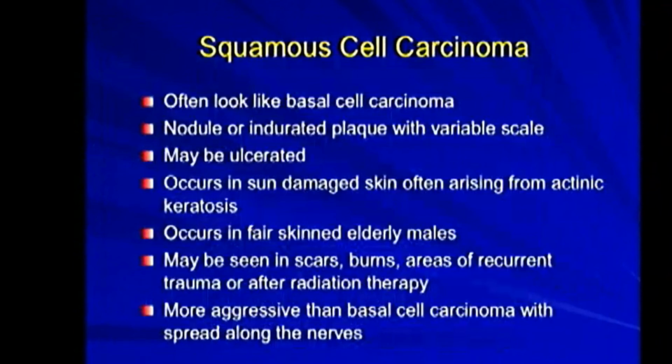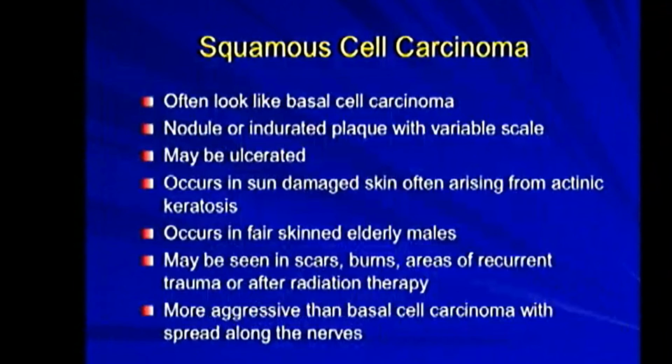Good, thank you. Squamous cell carcinoma is also very present in a similar fashion to basal cell carcinoma, with other features we mentioned like ulceration, induration, and others. It occurs mainly in sun-damaged skin areas and is sometimes preceded by actinic keratosis. It tends to occur in more elderly patients, and in males in particular. The other tricky part of squamous cell carcinoma is that it can be seen in a scar, burns, and areas of previous radiation or trauma.